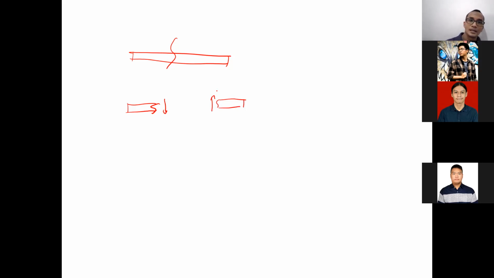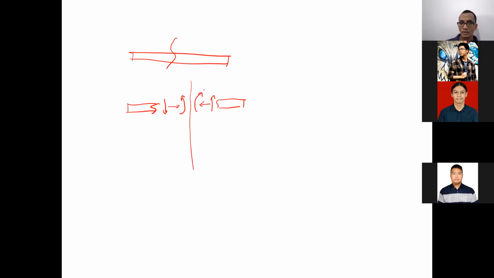Then the next thing is normal force. For normal force, the assumption is always tension for positive. So for tension, it's supposed to be going to the right for the left cut. For the right cut, it's supposed to be going to the left. Now the next one is moment. For moment, it's supposed to make the beam smiling. So for the left cut, it's supposed to be like this. For the right cut, it's supposed to be like this.